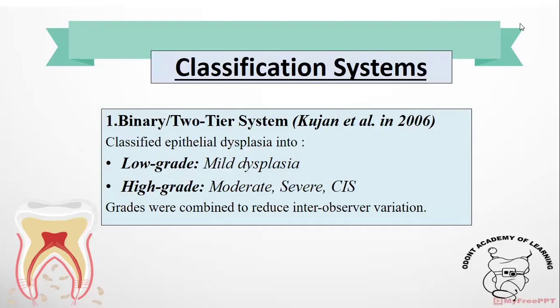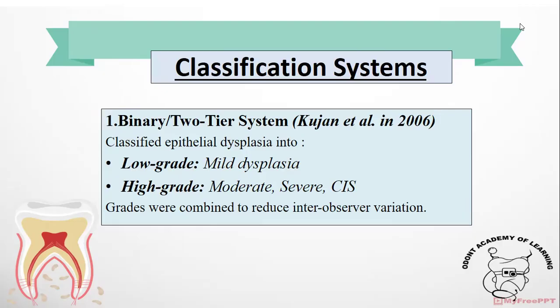Now, this was all about the markers associated. Now we come to the next part of this discussion, that is classification systems. Various classification systems have been given regarding epithelial dysplasia, out of which the first classification system given was a binary or two-tier system that was given by Kuzan et al.